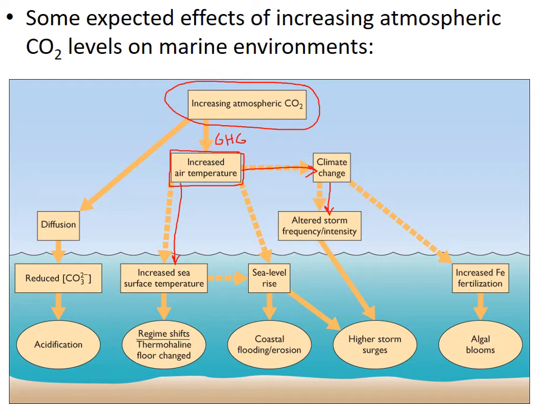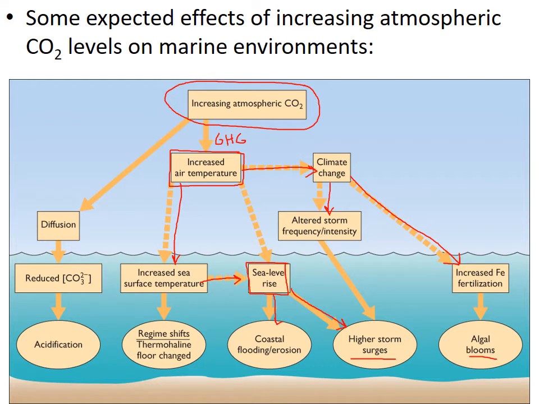It can create more desert areas on land and stronger winds that increase iron fertilization of the ocean, as more terrestrial dust containing iron is blown into the ocean. That can stimulate algal blooms. The altered storm frequency can create more storm surges on shore. Increased air temperature and increased water temperature also lead to sea level rise because warmer water expands. Also, sea ice melts, and that leads to an increase in sea level rise. And so higher sea level plus more storms is a bad combination that can lead to coastal flooding and erosion.